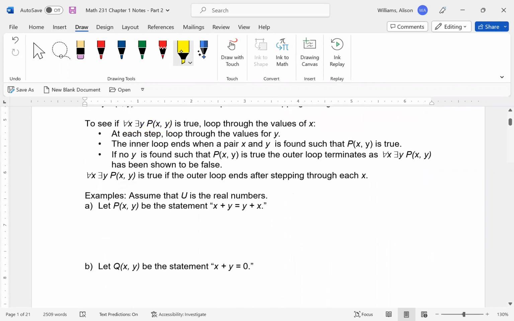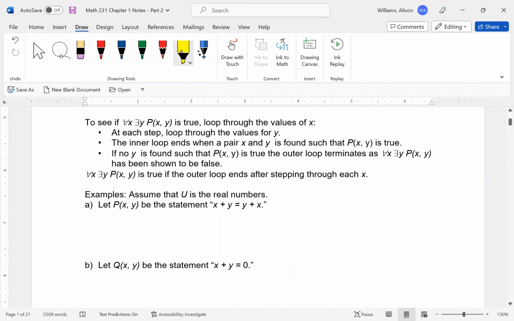What I'd rather do is kind of look at some examples of this and allow us to understand what they're talking about here. Okay, so let's say that we're talking about all real numbers. Let p of xy be this statement, that x plus y equals y plus x. So here's how we would write that with nested quantifiers. So you would say that for all x and for all y, p of xy occurs, that x plus y equals y plus x.